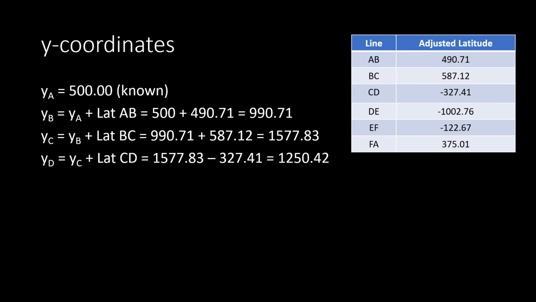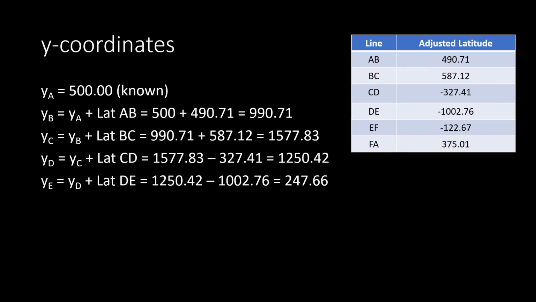Next, y sub E. Y sub E is equal to the y coordinate of D plus the latitude of DE, equal to 247.66. Next is y sub F. Y sub F is equal to the y coordinate of E plus the latitude of EF, equal to 124.99.